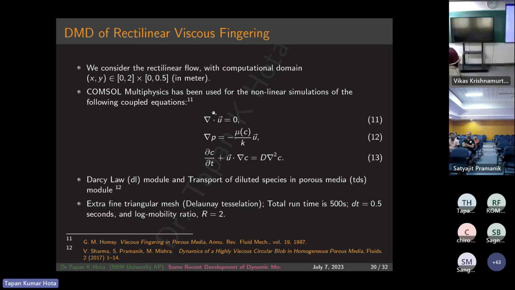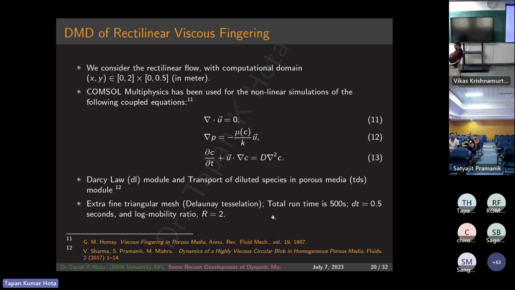So these are the governing equations. First one is the continuity equation, the incompressibility condition. Second one is the Darcy law, flow in porous media. Third one is the convection diffusion equation, how the species is transported. So for the Darcy law, the DL module, and for the transport of diluted species in the porous media, the TDS model, for this one, the 13 equation.